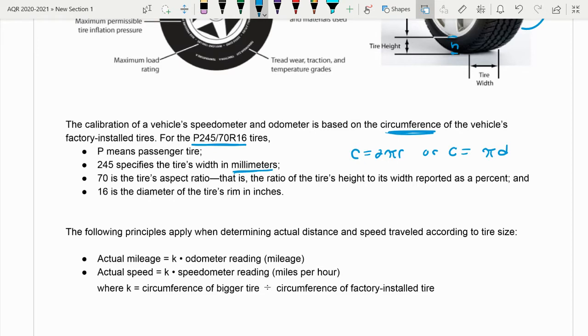All right, 70 is the tire's aspect ratio. Okay, we talked about that already. And then 16 is the diameter of the rim in inches. All right, so already we have millimeters and inches. So you're gonna have to convert between the two. You can ask Google, or you can just hand calculate it. I'll show you a way to do that here in a little bit.